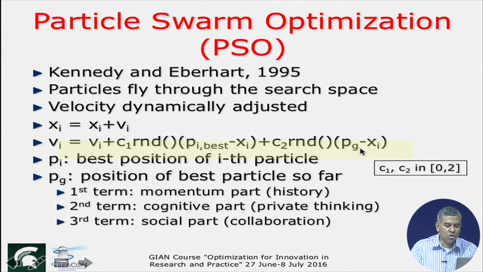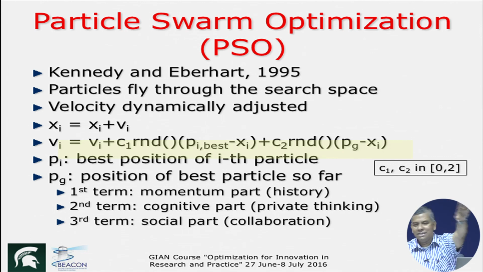The third aspect is more of a social aspect, and that says PG is the best location of the whole crowd, the whole school, the whole swarm so far. It may not be that bird, but it may be some other bird which had the best fitness location. So if you think of the sky, there is a fitness location. Let's say there is food which is floating around, and all these birds are trying to get there. Whichever one came closest to that location would be that PG location. They may have overshot and are now coming back, so these vectors are pulling them back. You can imagine it that way.